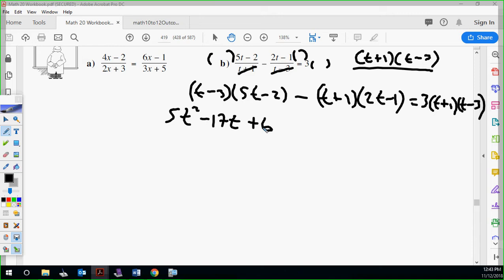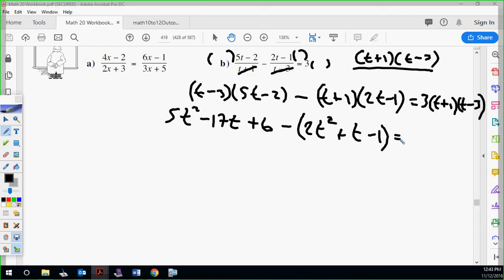So where I get the negative 17 is t times negative 2 is negative 2t. Negative 3 times 5 is negative 15. So negative 2 and negative 15 is negative 17. Now put a minus here, and we can just go ahead and put brackets, and we'll distribute the negative later. 2t squared there. Then we have negative 1t and positive 2, so it's a positive 1t, negative 1. So that's there.